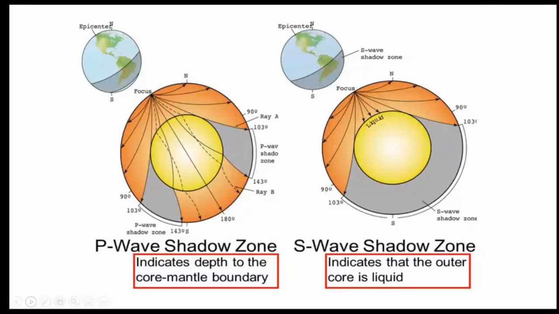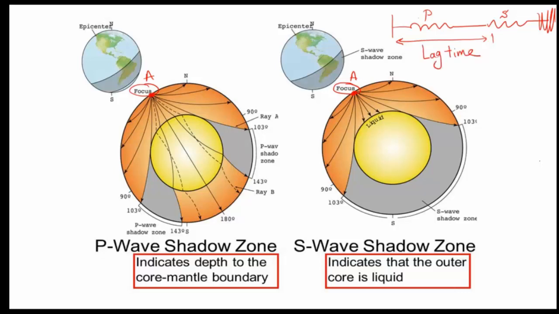Let's take an example for the core. And how did they discover the core? If we have an earthquake that happens at a certain place, let's call it point A. We knew last time that there are multiple kinds of seismic waves. The P wave, which comes first, and then the S wave that comes next, and then the surface wave that comes after that. And we knew that the time between the S wave and the P wave is called the lag time. This lag time increases when the waves move for a longer distance.